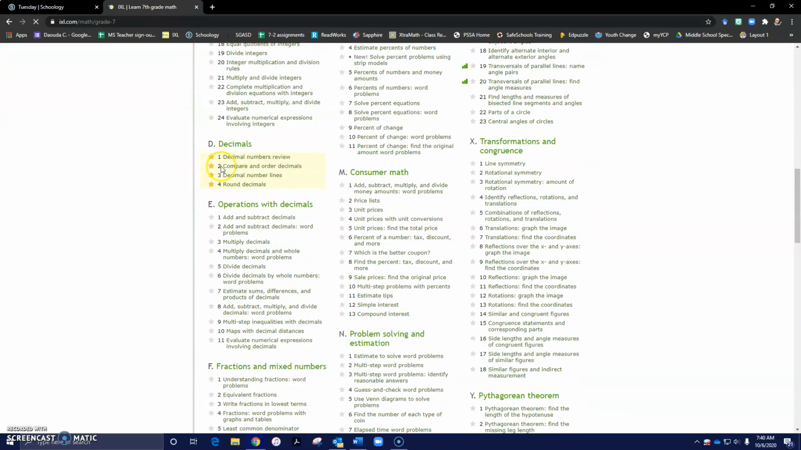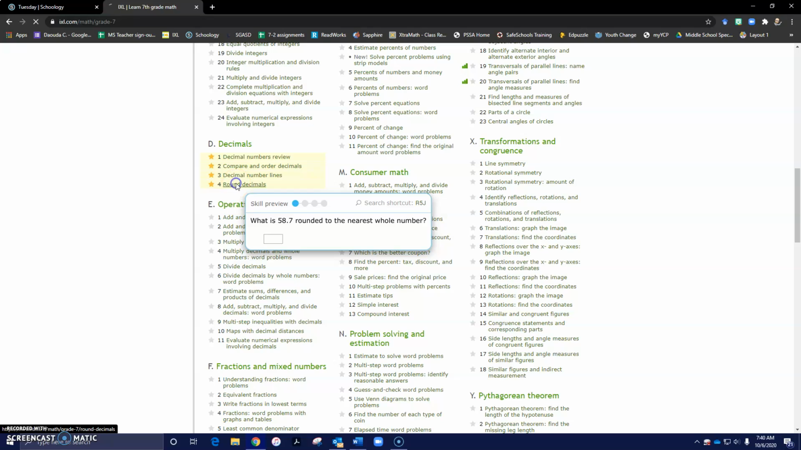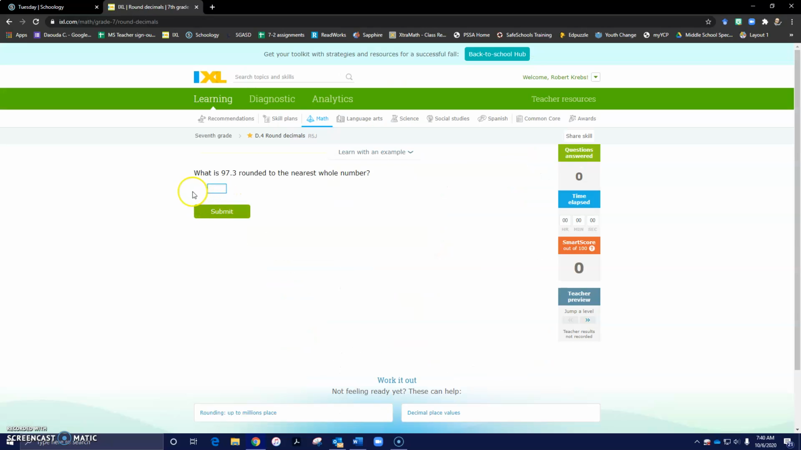And then the last example, D4, we're being asked to round decimals. Pay close attention to what place value it's asking you to round to. So here we have the question, what is 97.3 rounded to the nearest whole number? Well, whole number, if you may remember from years past, is another way of talking about the ones place. A whole number is a number that doesn't have any decimals after it. So whenever it says whole number, just think to yourself ones, because we're looking at the ones place.